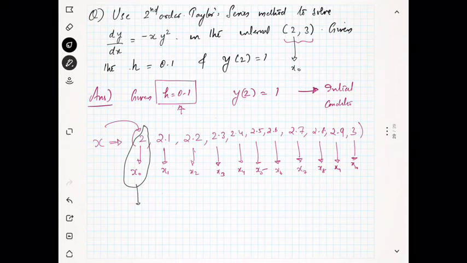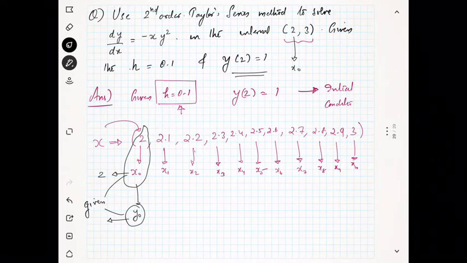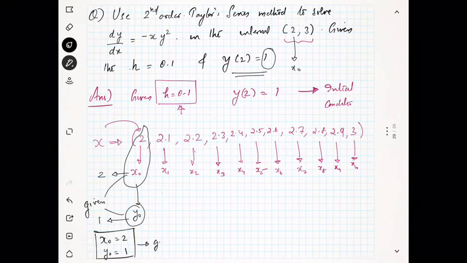What is the value of y naught? This is given. You can see that these are given. And what is x naught? X naught is nothing but 2, and y naught is given. Y of 2 is equal to 1, so y naught is 1. So x naught is equal to 2 and y naught is equal to 1. This is given.